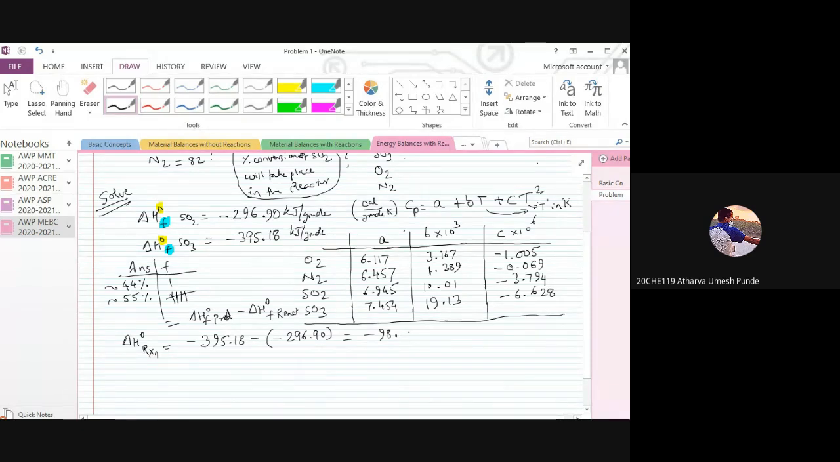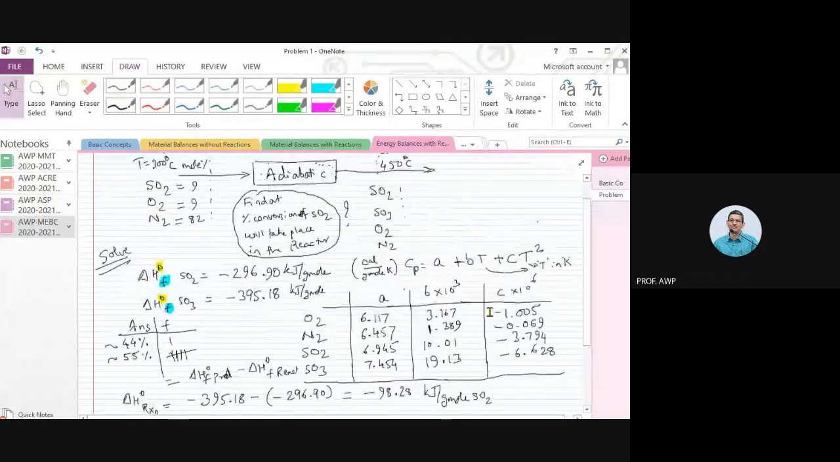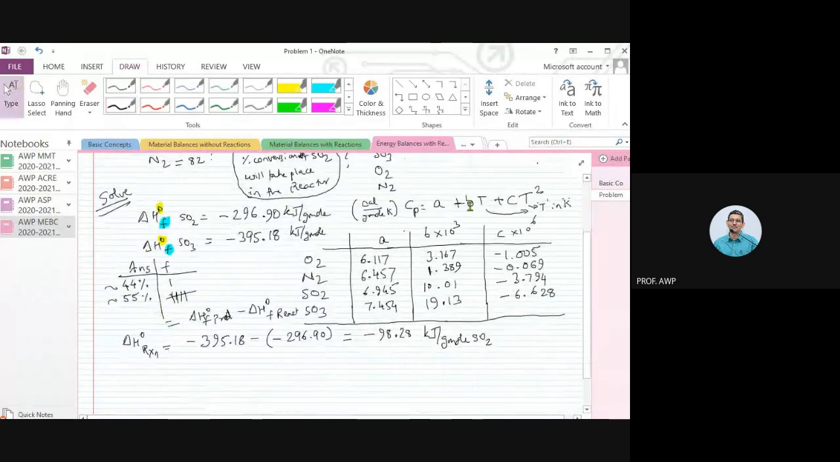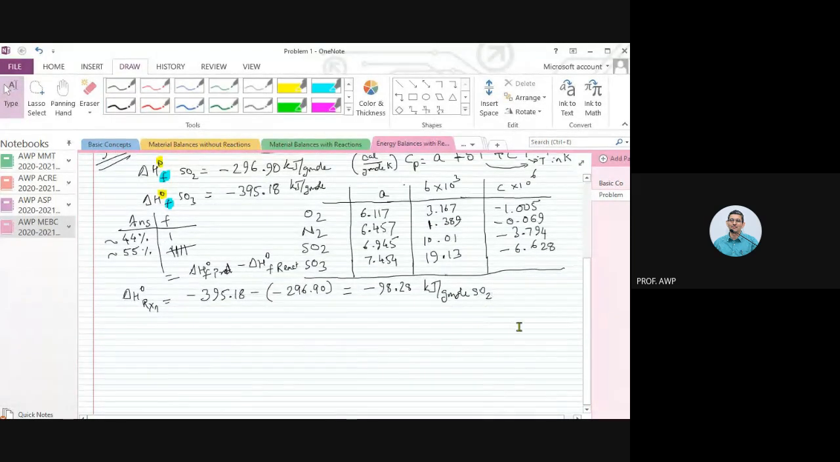It's minus 98.28, sir. Units are kilojoule per gram mole. Per gram mole of what? SO3 or SO2, they are the same, because for every 1 gram mole of SO2 that reacts, 1 gram mole of SO3 is generated. So it is per gram mole of SO2 that reacts, minus 98.28. That means 98.28 kilojoules of enthalpy will be released.